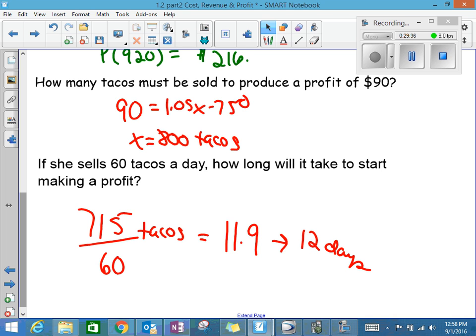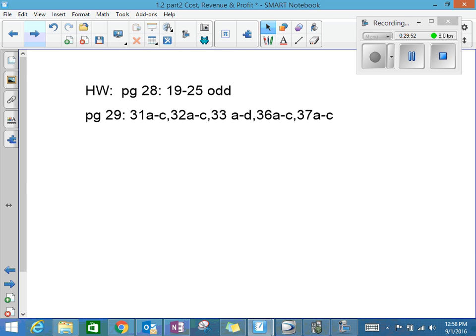I'm going to let you all get started on your homework. So the homework is 19 through 25 odd. Again, that is cost. Then that's scholarship. The rest of it, 31, 32, 33, 36, and 37, I spelled out every letter you need to do. And I think all of them are only through C except 33, and you don't have to do E or F. Okay, so you guys can spend the rest of the time on homework.